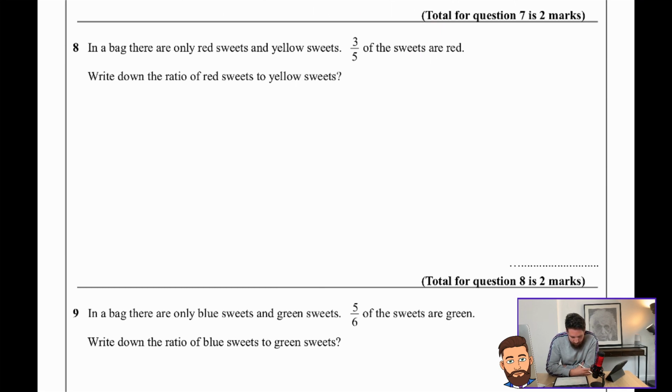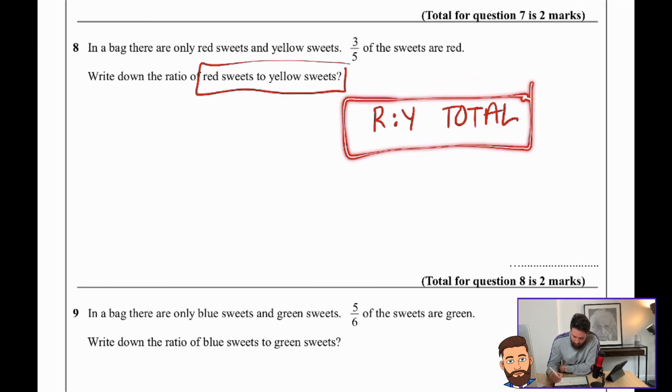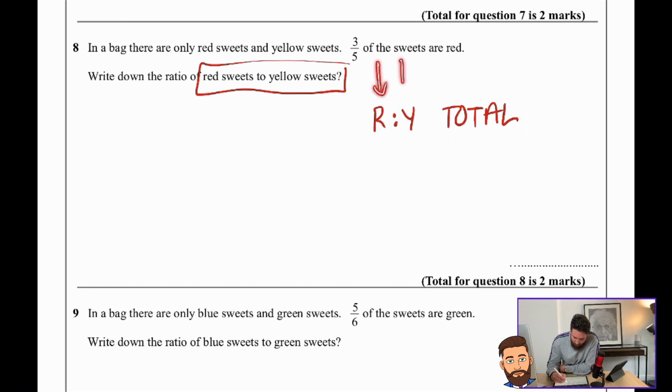In a bag, there are only red and yellow sweets. 3/5 of the sweets are red. Write down the ratio of red sweets to yellow sweets. So they want red to yellow. So I'm just going to write red to yellow with a total. So I haven't done anything yet other than just turn that sentence into what I really want you to get used to, a ratio heading with my 2 parts and my total column.